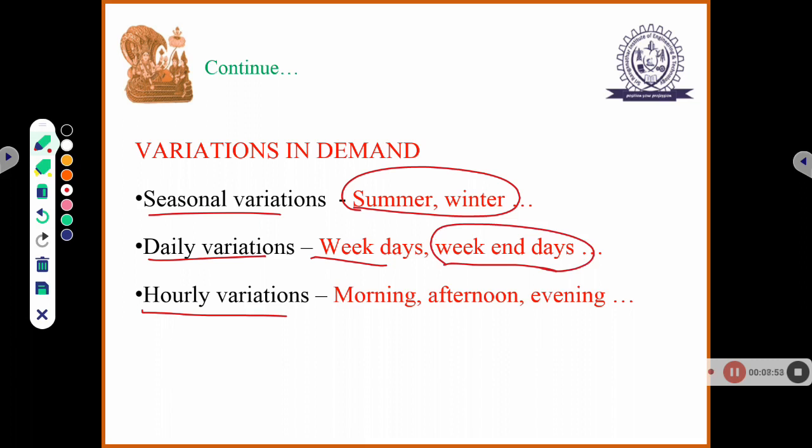Then hourly variation, like morning, afternoon, evening. According to the time, the variation will occur. In the morning, from 6 a.m. to 9 a.m., the requirement of water is more, and apart from that, up to 5 o'clock in the evening, the water use gradually reduces, and after 5, the requirement of water increases again. So according to the hour, the day, and the season, the variations of the demand will occur.